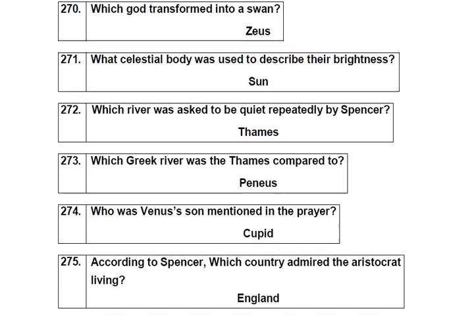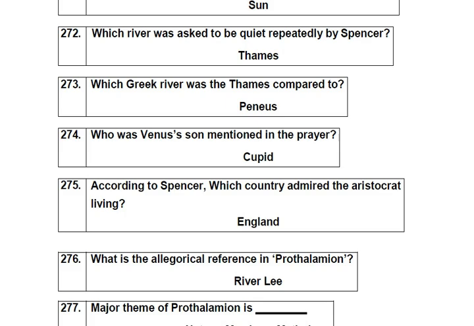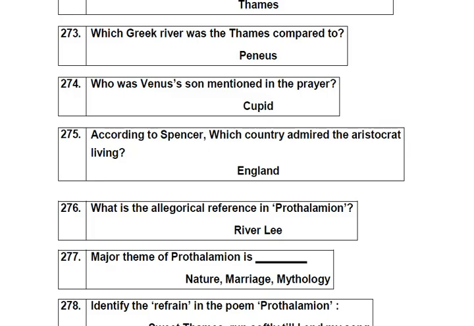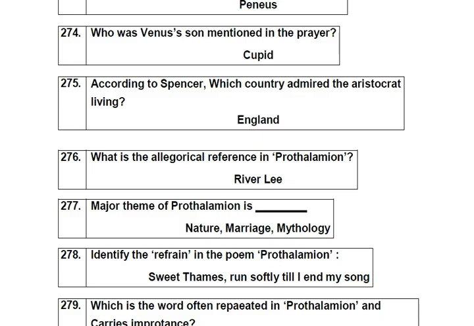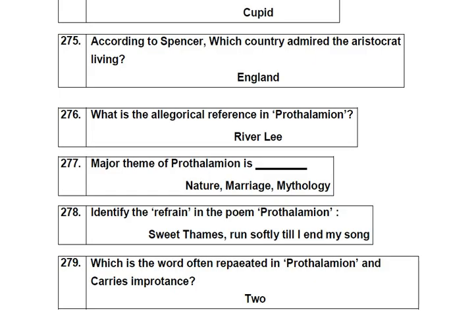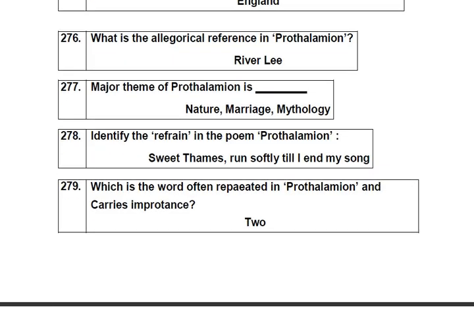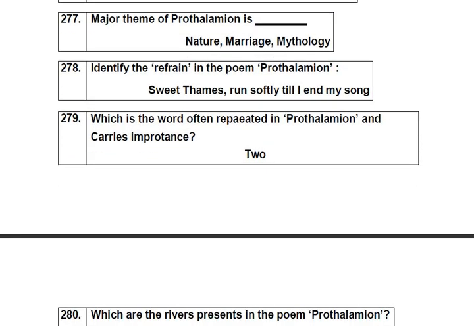Which god transformed into a swan? Zeus. What celestial body was used to describe the brightness? Sun. Which river was asked to be quiet repeatedly by Spenser? Thames. Which Greek river was the Thames compared to? Peneus. Who was Venus's son mentioned in the prayer? Cupid. According to Spenser, which country admired the aristocrats? England. What is the allegorical reference in Prothalamion? River Lee. The major themes of Prothalamion are nature, marriage, mythology.